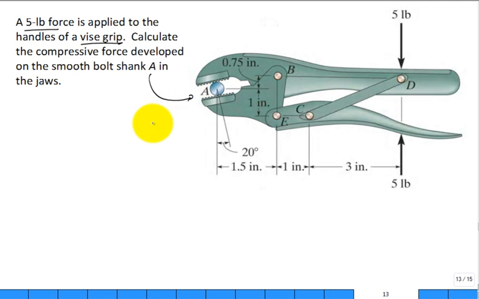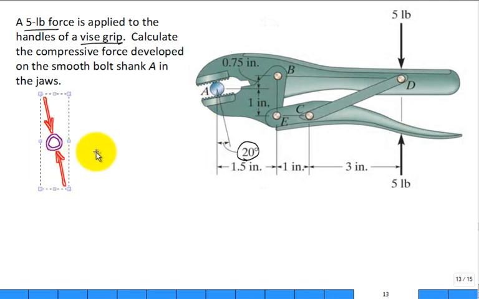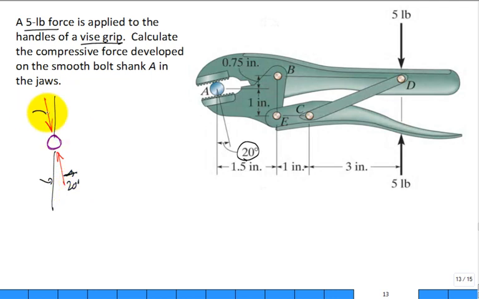So here is that smooth bolt shank A in the jaws. Now, it's not running perfectly horizontal vertical because it's tilted a little bit. It's tilted 20 degrees. Okay, but what we have is, from the perspective, let me draw. This is an outline of A, and it's going to have a compressive force and a compressive force on it. So if I wanted to do a free body diagram of a number of members, I would probably start with A, and I'd pull it over here, and I'd say that's my free body diagram. Maybe I want to introduce that angle of 20 degrees, and likewise this is 20 degrees.